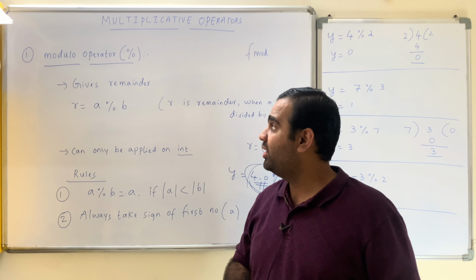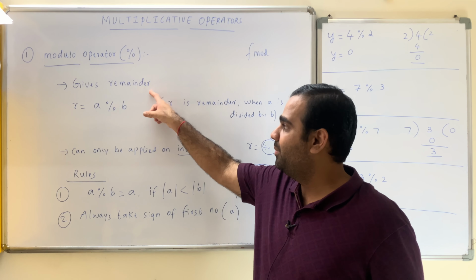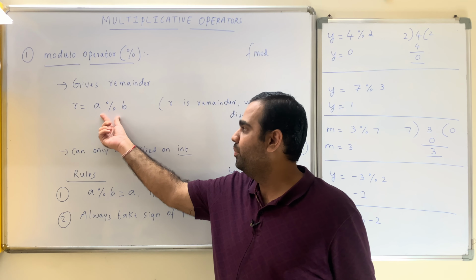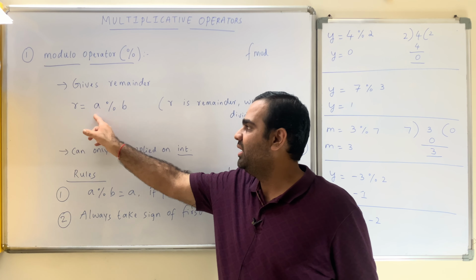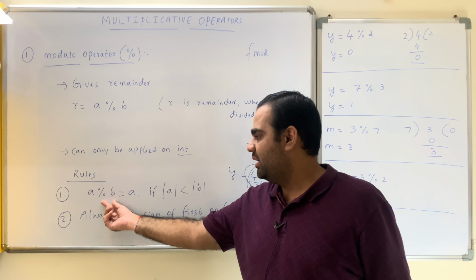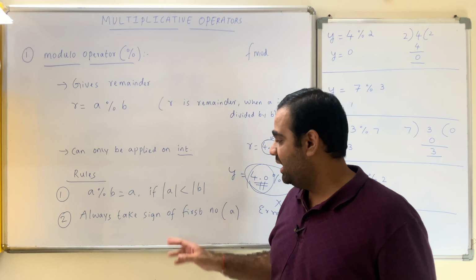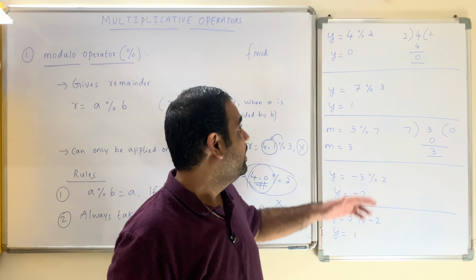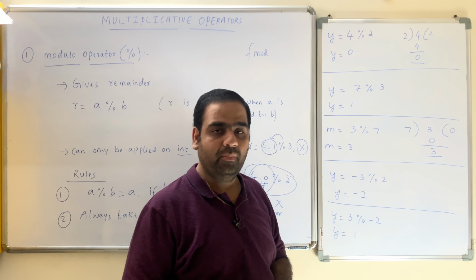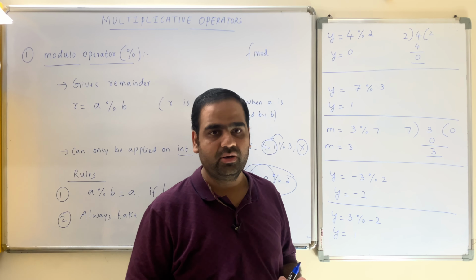I hope that you have understood in detail about the modulo. Just to summarize, it gives the remainder. It is written as a modulo b. That means you get the remainder when a is divided by b. There are two rules. If mod a is less than mod b, a modulo b is equal to a, and always take the sign of the first number. And these are some of the examples that we have solved. Now let us discuss the division operator.